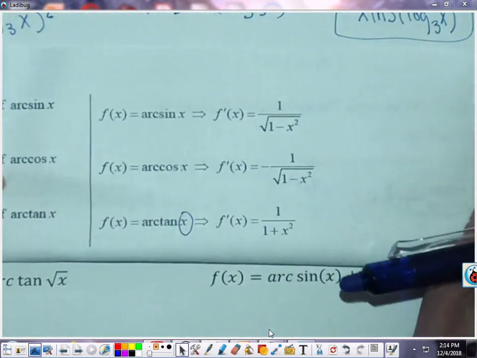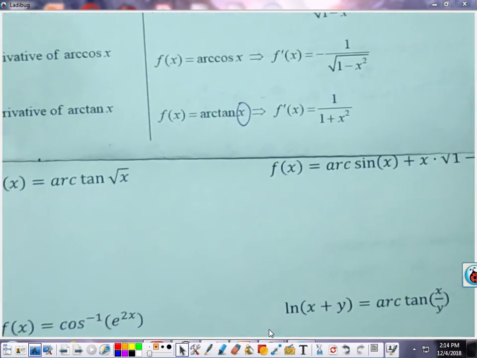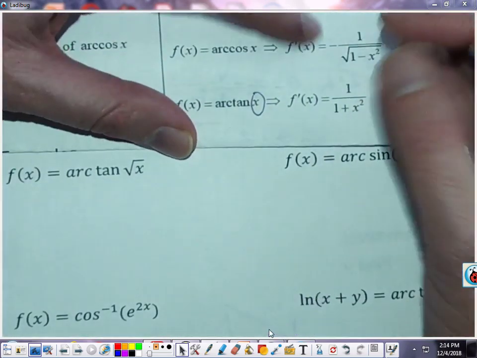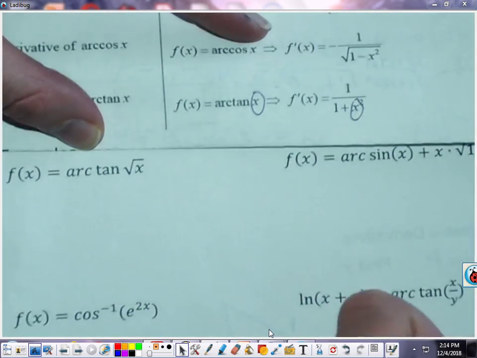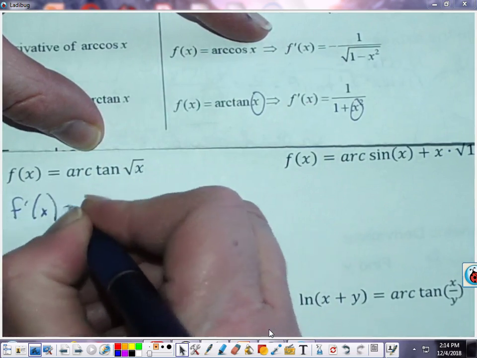I'm going to move this so I can see the rule for arctan x. Okay. So we're doing arctan square root of x. So where I have x, I'm going to be putting square root of x. And then times the derivative of square root of x. Okay, so f prime of x.